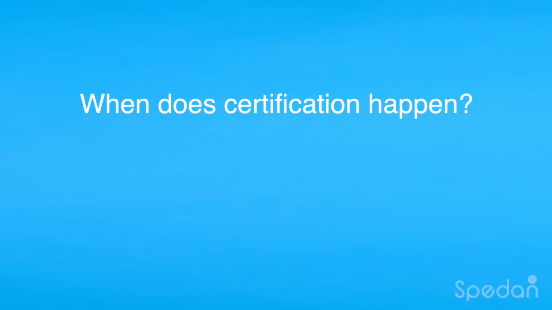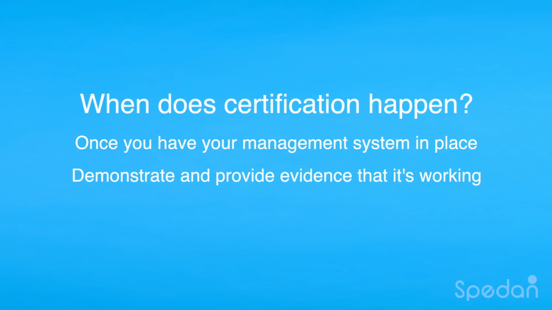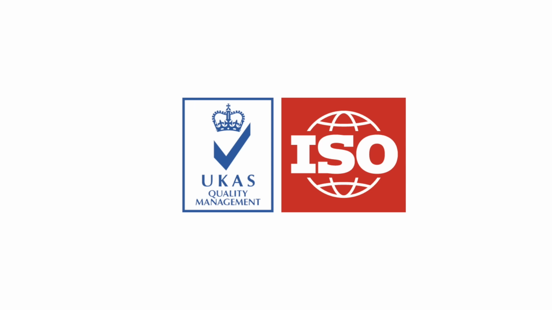the certification process. Because ultimately, you've embarked on this ISO 9001 journey and you probably want to get the reward of recognition to say that you are an internationally recognised organisation that is meeting those quality standards. So certification will happen once you've got your management system in place and you're able to demonstrate and provide evidence that it's working. The certification process has to be carried out by an accredited certification body. In the UK, certification bodies are awarded this accredited status by an accreditation body, and in the UK government has appointed UKAS as that body.